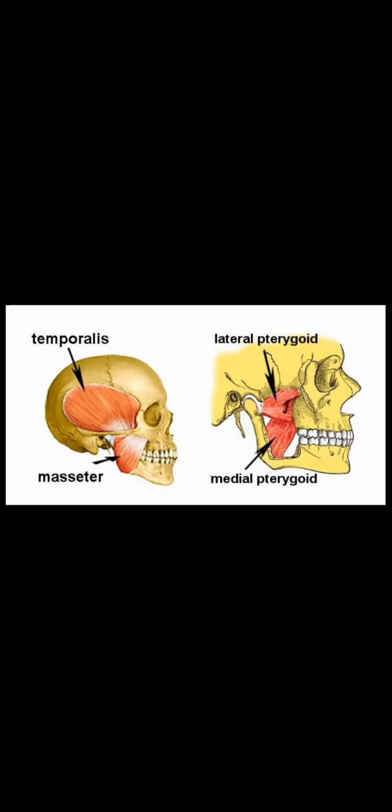Muscles of mastication all are arising from the first branchial arch. So all are supplied by the mandibular branch of the trigeminal nerve.